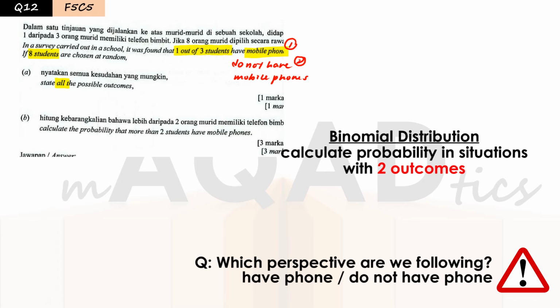Alright, so we can look at a few things. For example, the result of the survey here says 1 out of 3 students have mobile phones. Okay, so we can use the mobile phone perspective to answer the question. And also in part B, you will see that we need to calculate the probability that more than 2 students have mobile phones. So again, another indicator that we can use the mobile phone perspective. Okay, so in this question, let us use the mobile phone perspective.